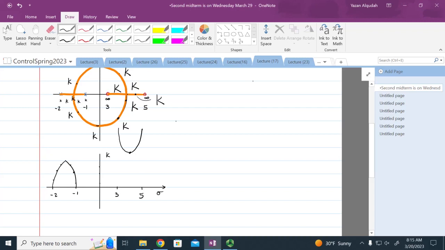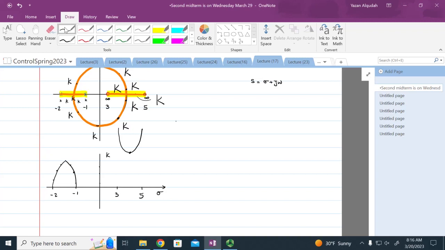S is equal to sigma plus j omega, isn't it? But our discussion now is about this region and this region. What is omega in this, along the highlighted lines? Omega is equal to 0. So therefore, S equals sigma plus j omega, S is just equal to sigma. Is that clear, everybody? Okay.